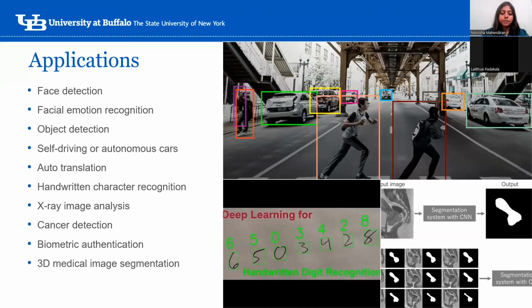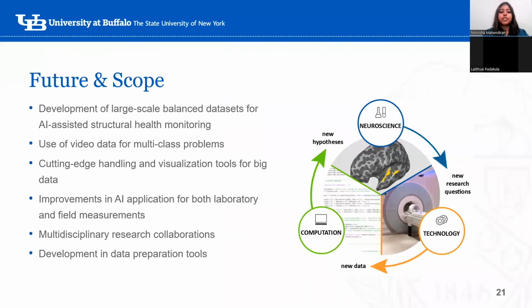Coming to the future and scope. CNNs can be used in development of large-scale balanced data sets for AI-assisted structural health monitoring. They can be used for video data for multi-class problems. They have a future and scope in cutting-edge handling and visualization tools for big data, improvements in AI applications for both laboratory and field measurements, multidisciplinary research collaborations, and development in data preparation tools.